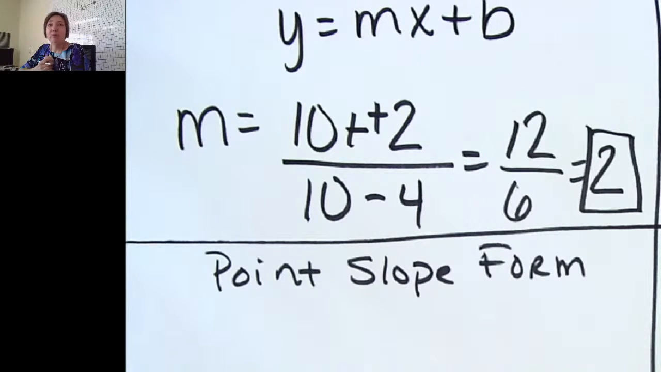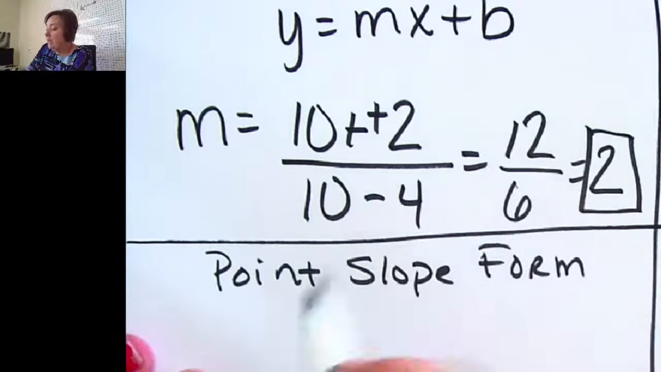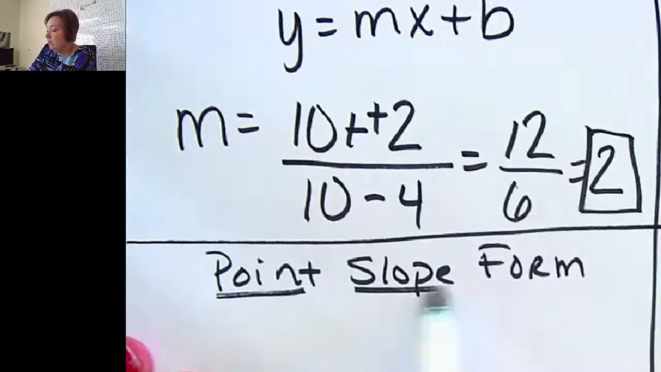It's okay if you don't. It's okay. Oh, you just remember the name. So remember, anytime that you're talking about forms of a line, the name tells you what you need, right? A point and the slope.